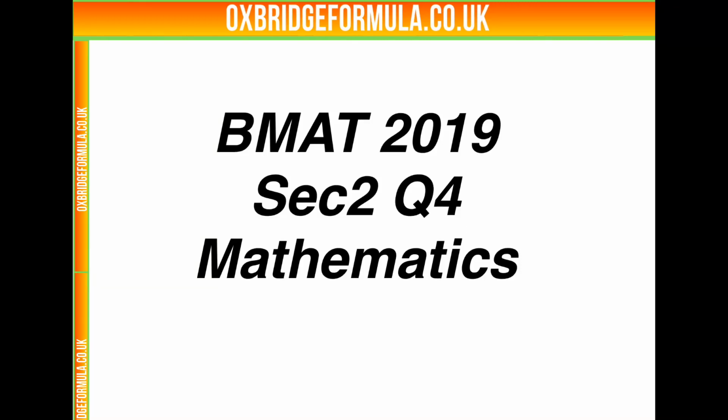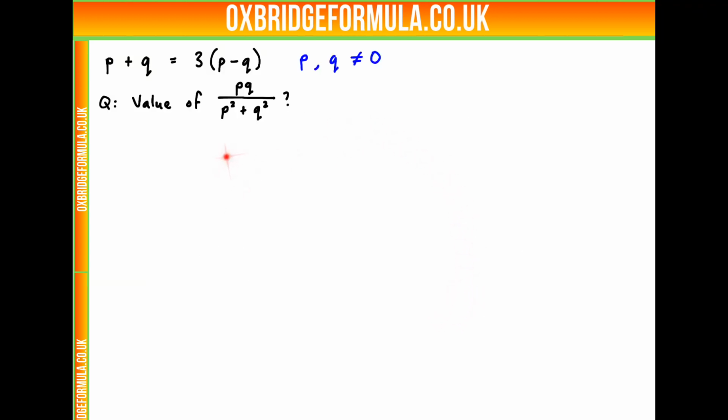This is question 4 on maths from section 2 of the 2019 BMAT. So we're told that the non-zero numbers p and q are such that p plus q is 3 times p minus q. And so we're asked the value of pq over p squared plus q squared.